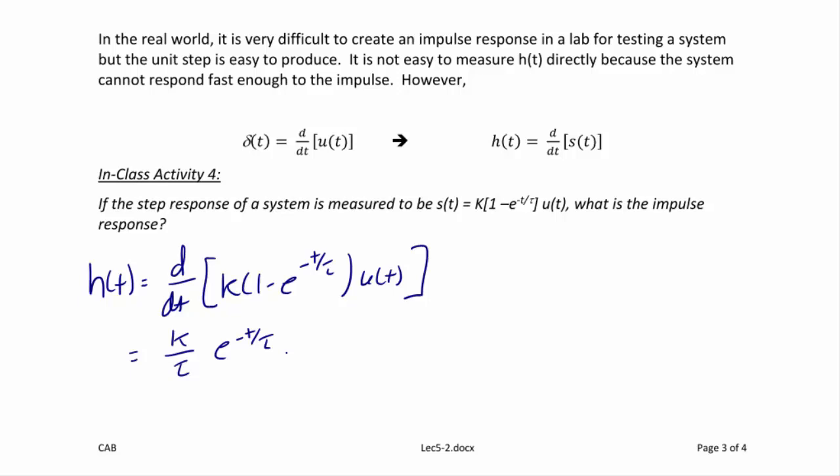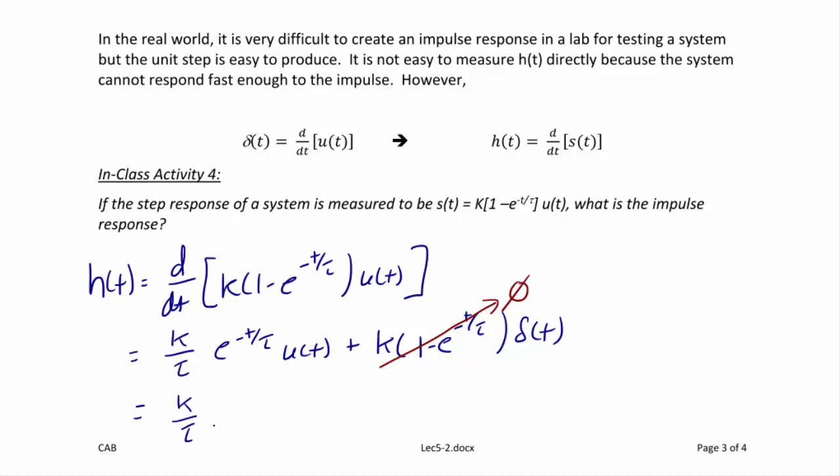plus k times 1 minus e to the negative t over tau. And remember, the derivative of u of t is delta of t. So this is going to be times delta of t. Since this is the sifting property, this function is evaluated at t equals 0. So when I put t equals 0 into this function, 1 minus e to the negative t over tau, this whole term becomes 0. So h of t is equal to k over tau e to the negative t over tau u of t. And you should confirm that this is the same result that we got in class activity 1 for this lecture.